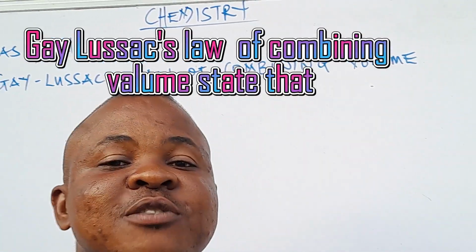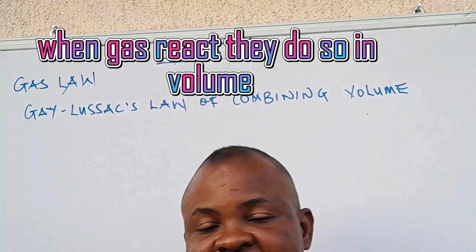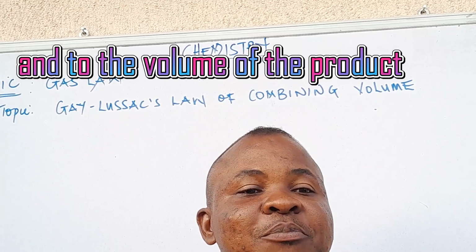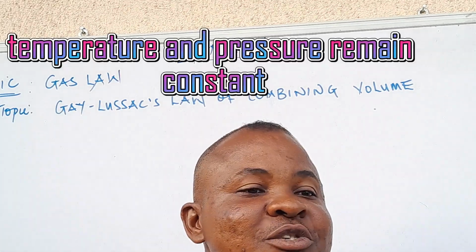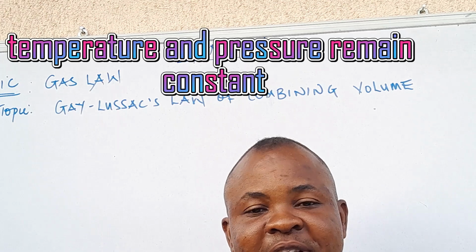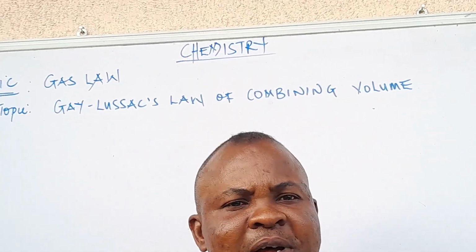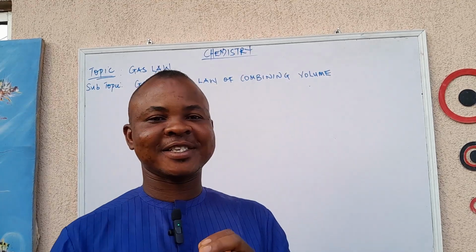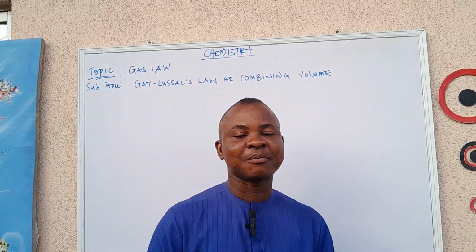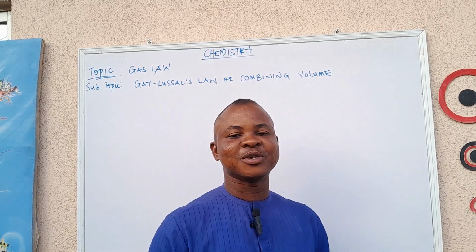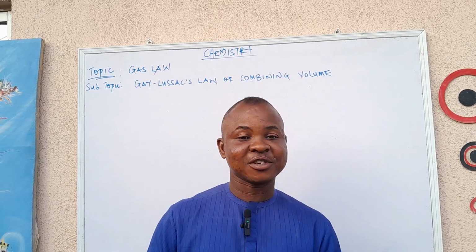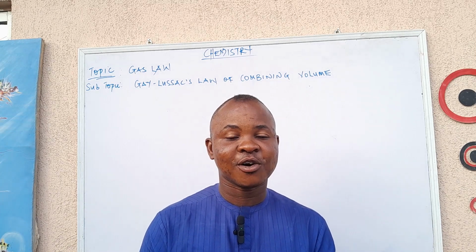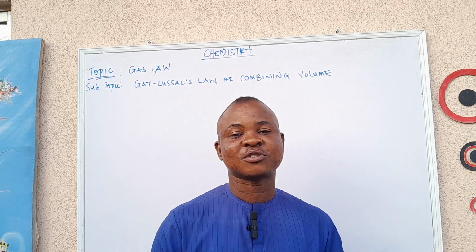By definition, Gay-Lussac's law of combining volumes states that when gases react, they do so in volumes which are in simple ratio to one another and to the volume of the product, if gaseous, provided that temperature and pressure remain constant. You might have been finding this topic difficult for a while, but the good news is that I'll be solving some examples, and I believe you will enjoy the class and will no longer have issues with this topic. I'll be giving you the secrets behind Gay-Lussac's law of combining volumes. Let's look at some examples.